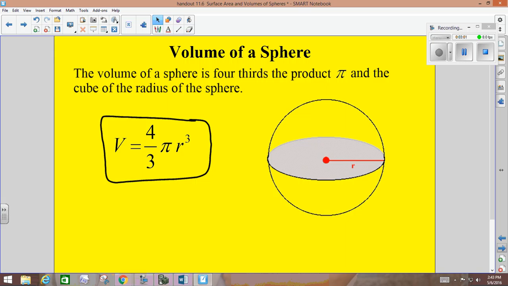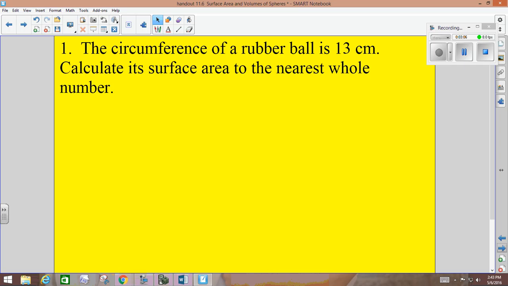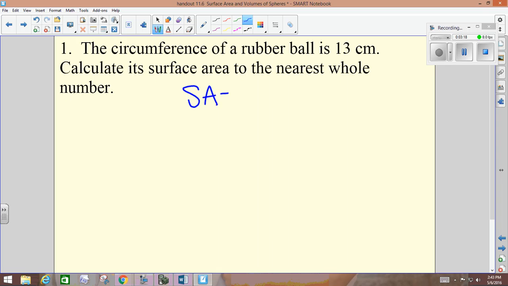So down to number 1. It says the circumference of a rubber ball is 13 centimeters. Calculate the surface area to the nearest whole number. The surface area of a sphere is 4 pi r squared. So I need to figure out what the radius of this rubber ball is. They tell us that the circumference is 13. You guys just told me, how do you find the circumference of a sphere? 2 pi r.